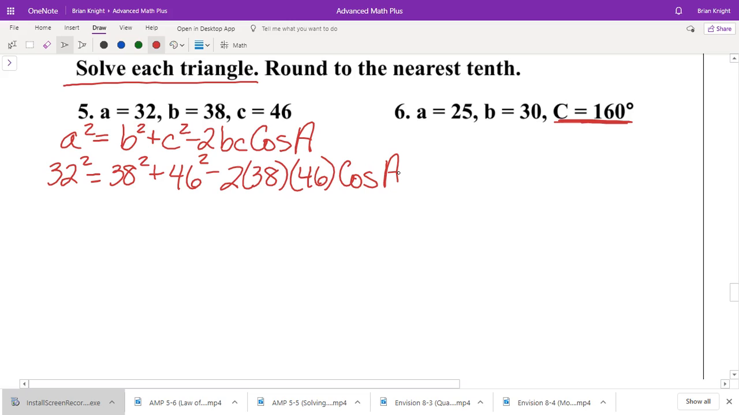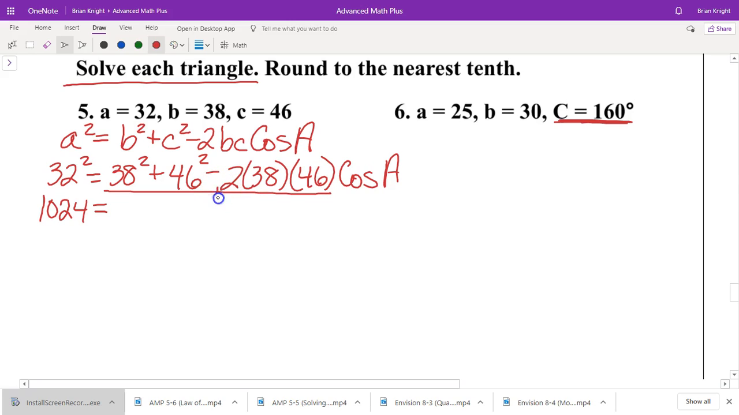What is 32 squared? 1024 equals. Here's the second mistake people make. They put this entire thing in their calculator. You cannot do that.